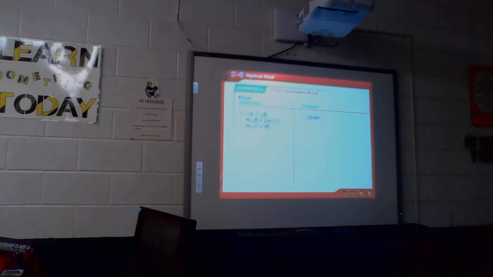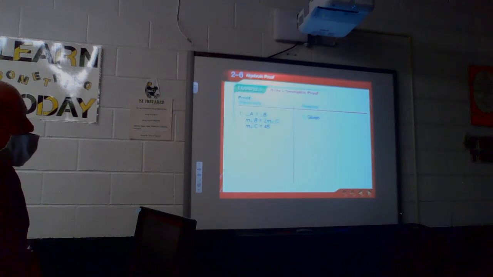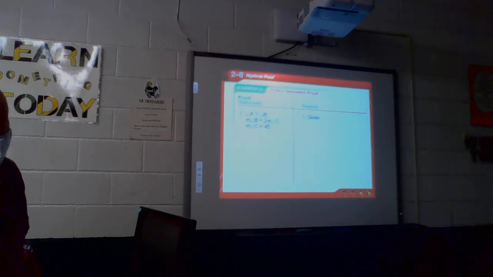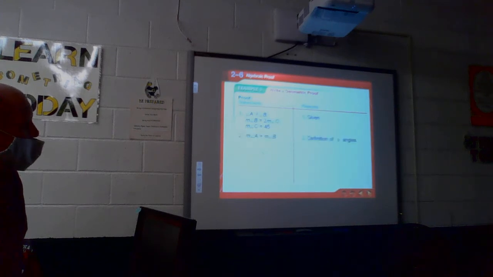So, what can I do here? Anybody have any idea what the first step is that you would try to do here from this? Remember, what's our goal? Our goal again is that we figure out that the measure of angle A is equal to 90. Okay? So, if this is all the things that are given, A and B are congruent to each other. Angle B is 2m, or 2 times whatever C is, but we know that C is equal to 45. So, where do you think we start? At 45. Okay?